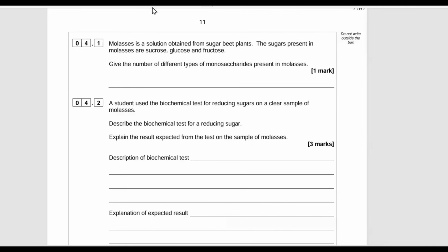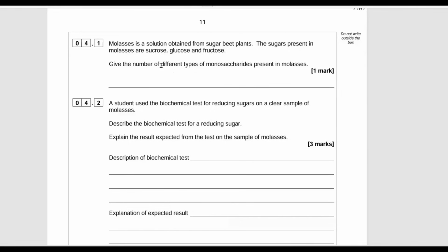Let's go. Okay, 4.1. Molasses is a solution obtained from sugar beet plants. The sugars present in molasses are sucrose, glucose, and fructose. Give the number of different types of monosaccharides present in molasses. It's worth 1 mark. Grab a pen, pause the video, have a go.